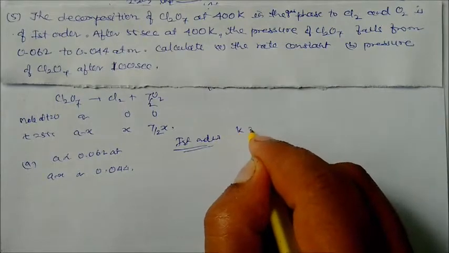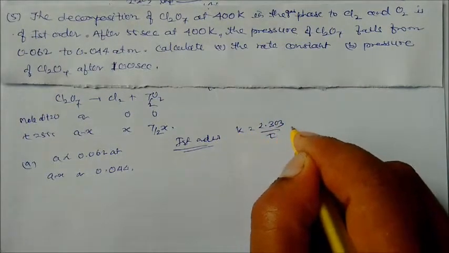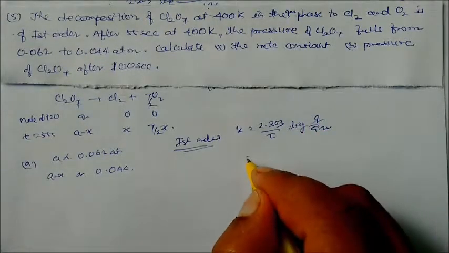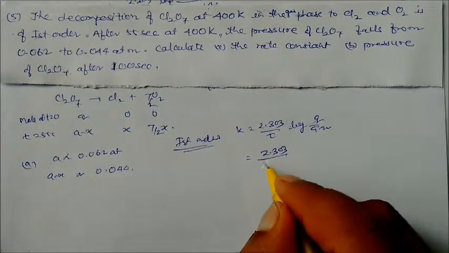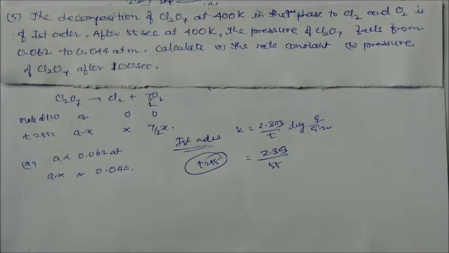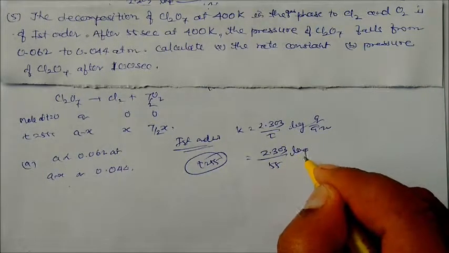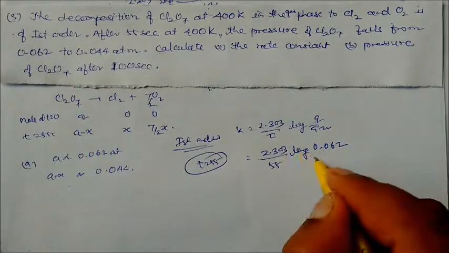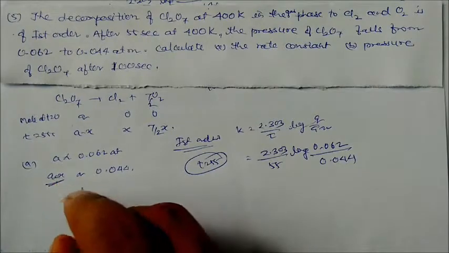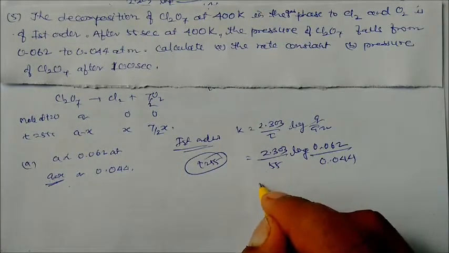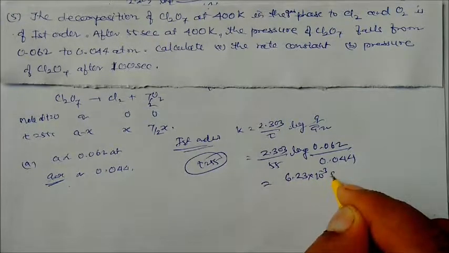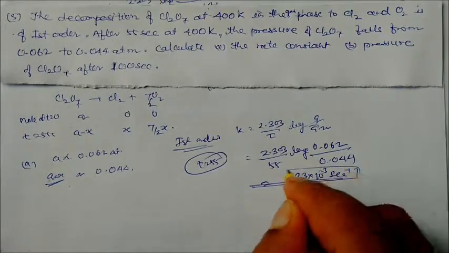For first order, this is the first order reaction, so K is equal to 2.303 divided by T, and here log of A divided by A minus X. So we can put in these values: 2.303, time is given as 55 seconds, because T is 55, and log of 0.062 divided by A minus X, that is 0.044. On solving, we get 6.23 into 10 to the power minus 3 per second. So this is the answer.